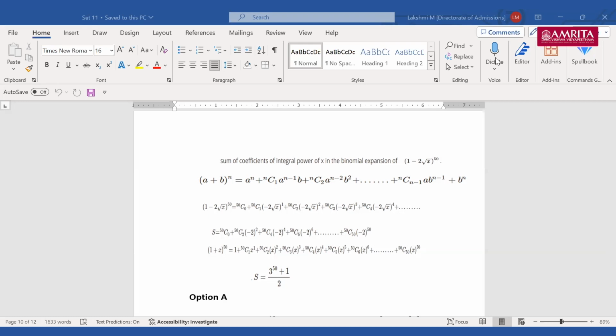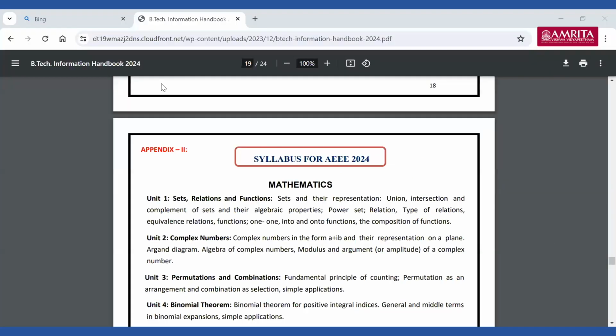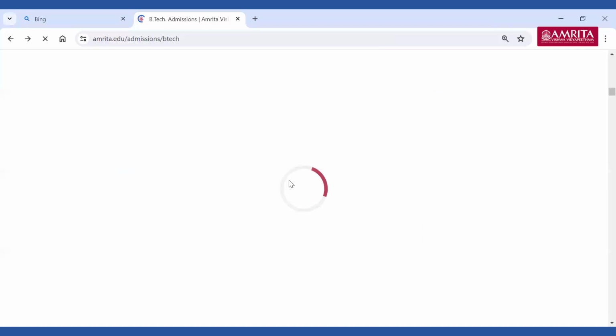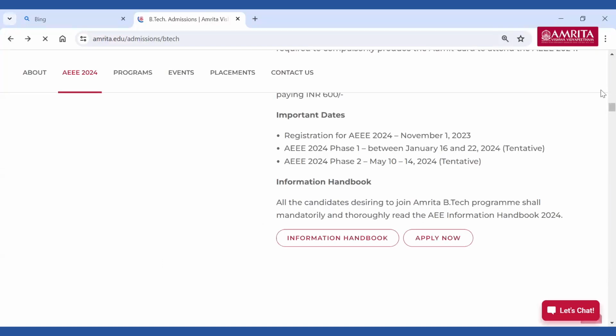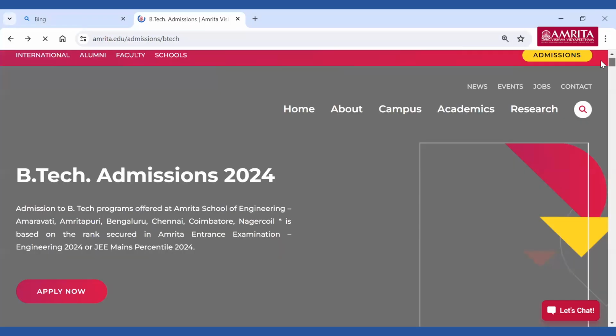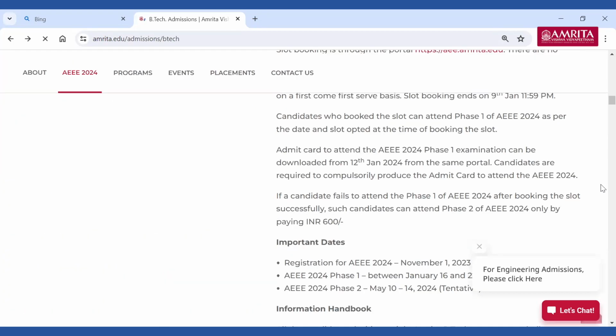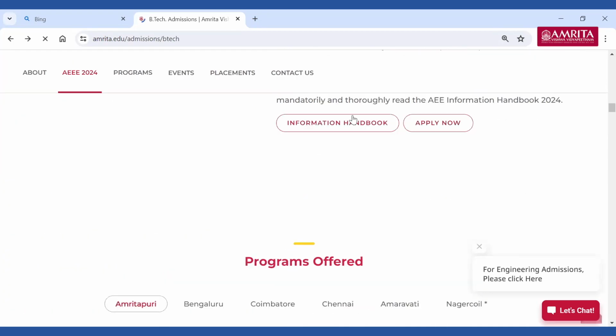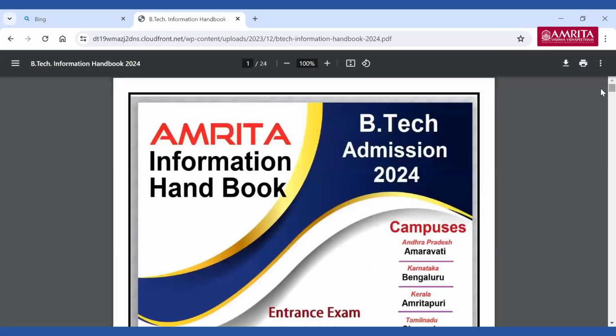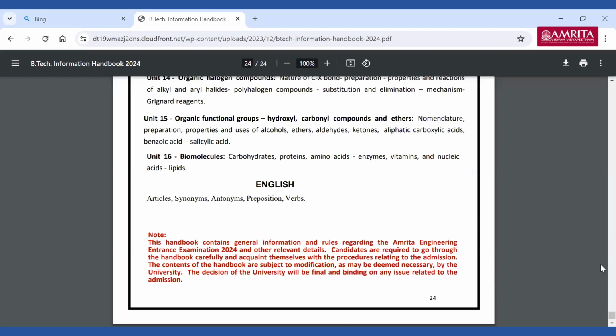Yes, you can go to amritacbtpractice.in where those details are there. And this is the portion, Gautam. This is the BTech page. Here, this is the page where you have applied. So here, when you're scrolling down, you'll have something called the information handbook. In the information handbook, it's towards the end only.